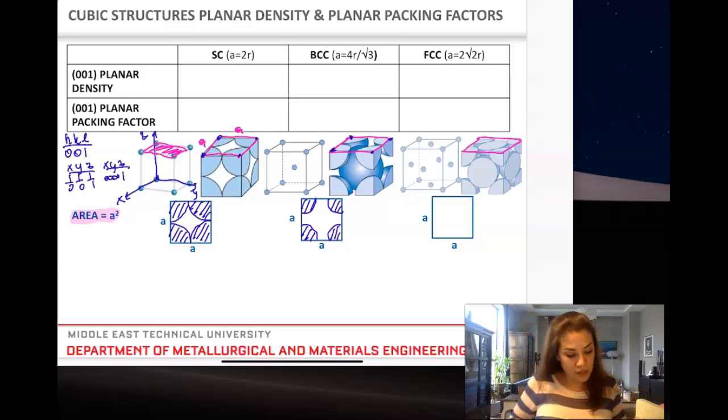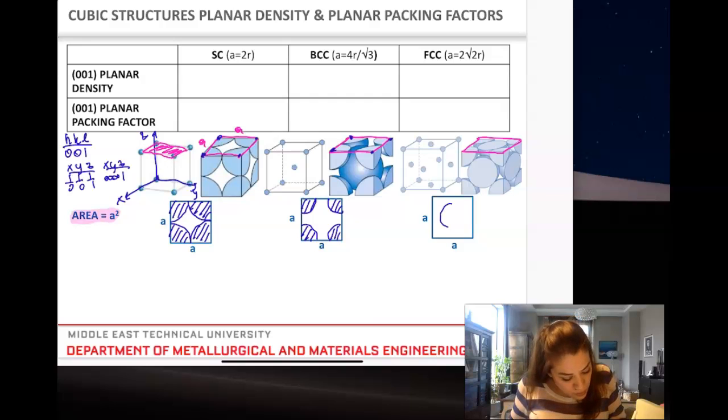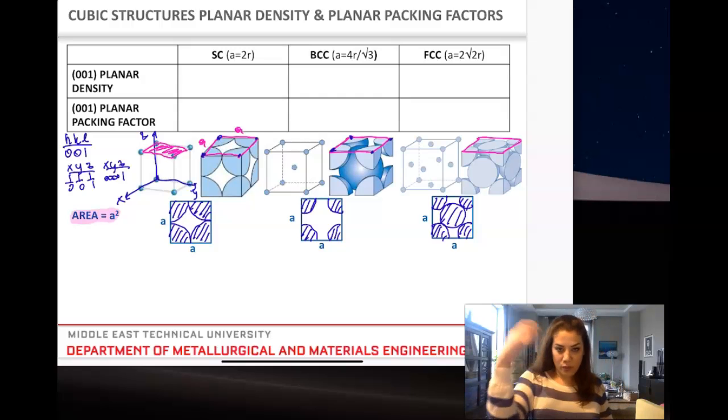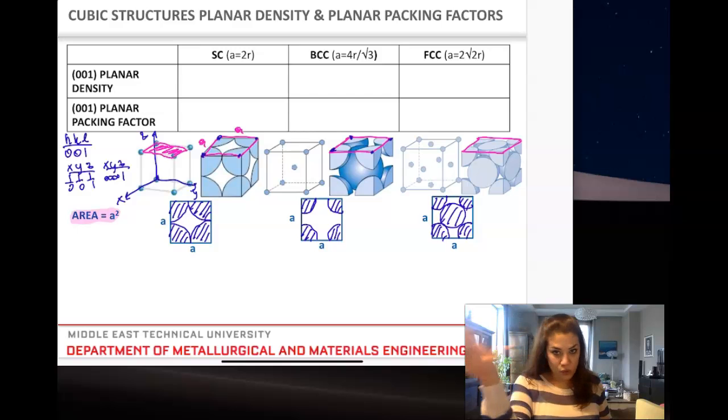What about FCC? FCC, on the other hand, as the name implies, is the face-centered cubic cell. I have one huge atom in the center, and the corner atoms are touching it. So that's the projection of each plane, the atomic configuration of the same plane in different crystal structures. They're all 001 planes with different atomic configurations.